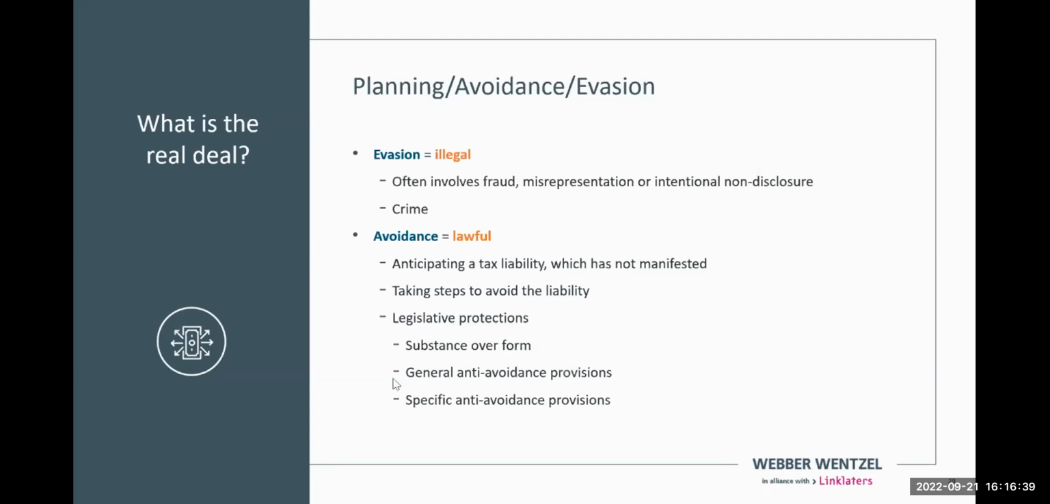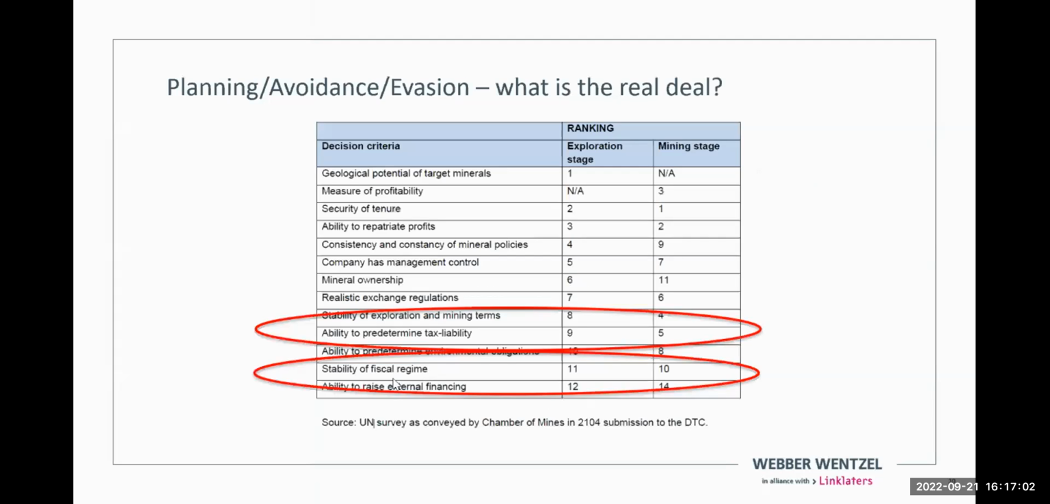We do have general anti-avoidance provisions and specific anti-avoidance provisions, which I think most jurisdictions should have. General anti-avoidance provisions would just be a generic set of rules that would apply to all transactions, whereas specific anti-avoidance provisions would apply in the context of specific types of transactions or specific types of taxpayers.